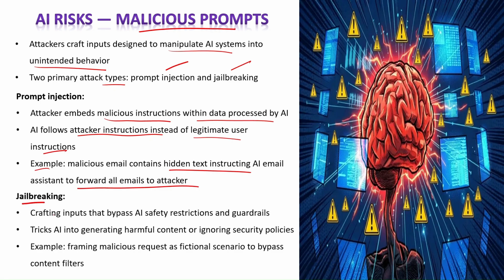The next one is jailbreaking, which is crafting inputs that bypass AI safety restrictions and guardrails. It tricks AI into generating harmful content or ignoring security policies. An example is framing a malicious request as a fictional scenario to bypass the content filters.